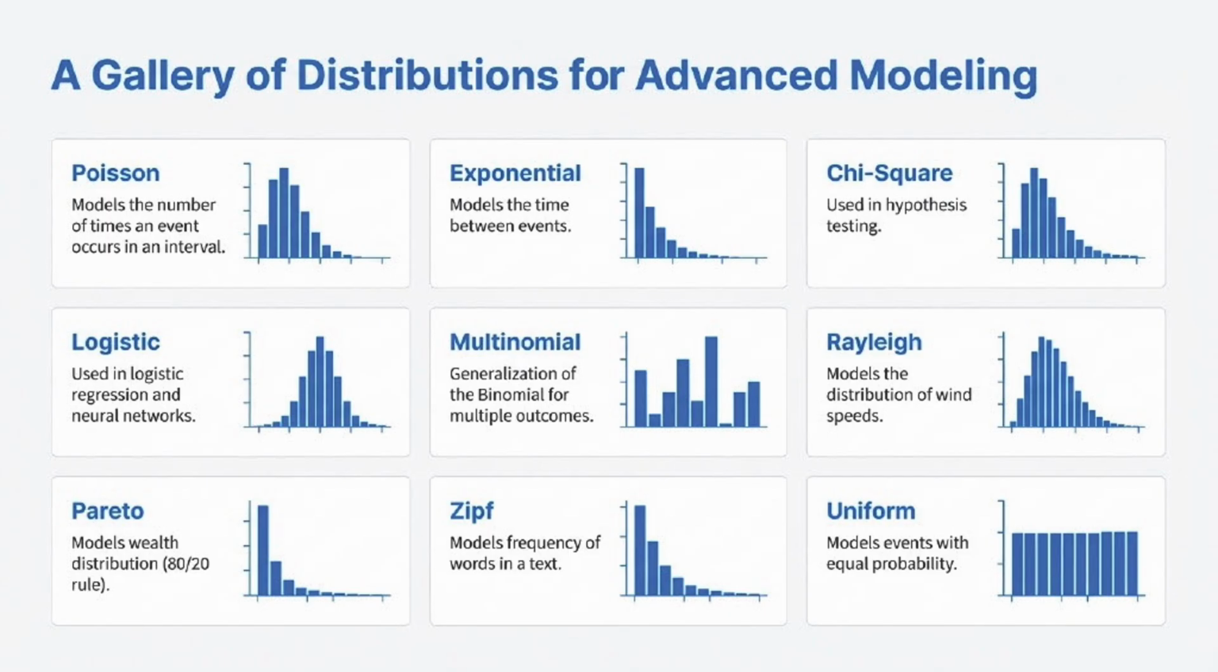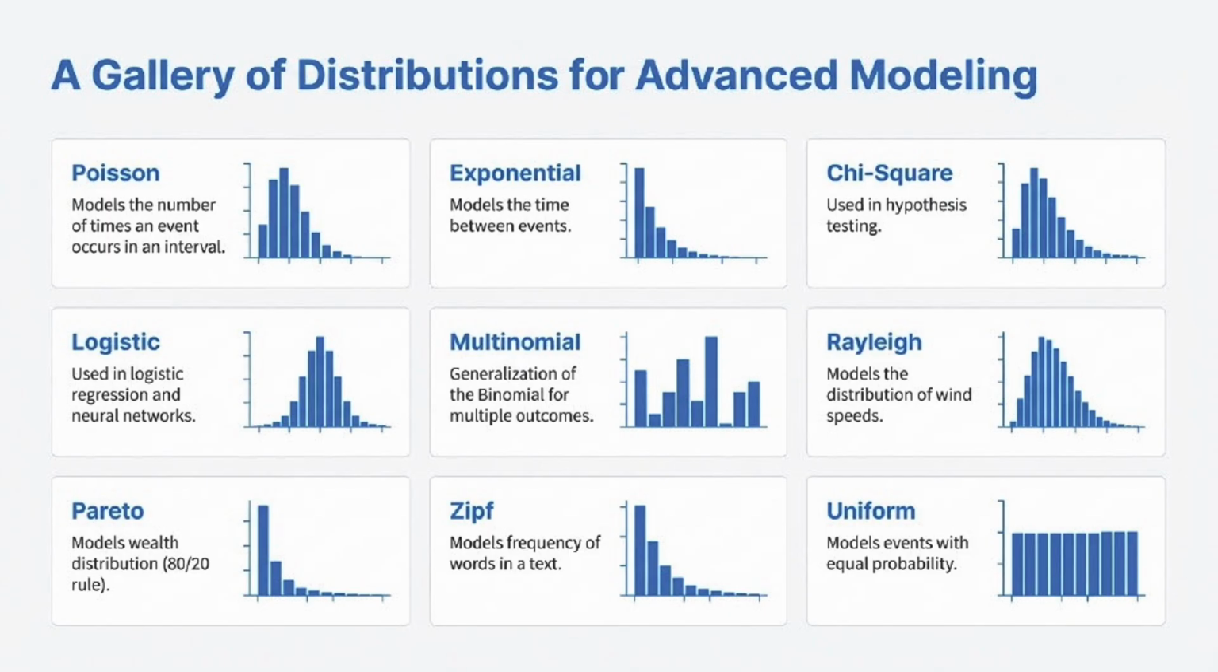NumPy supports a rich gallery of advanced probability distributions. The Poisson distribution models how often events occur in a fixed interval, such as customer arrivals. The exponential distribution captures time between events, while the chi-square distribution is widely used in hypothesis testing. Logistic and multinomial distributions are key in machine learning and classification problems.